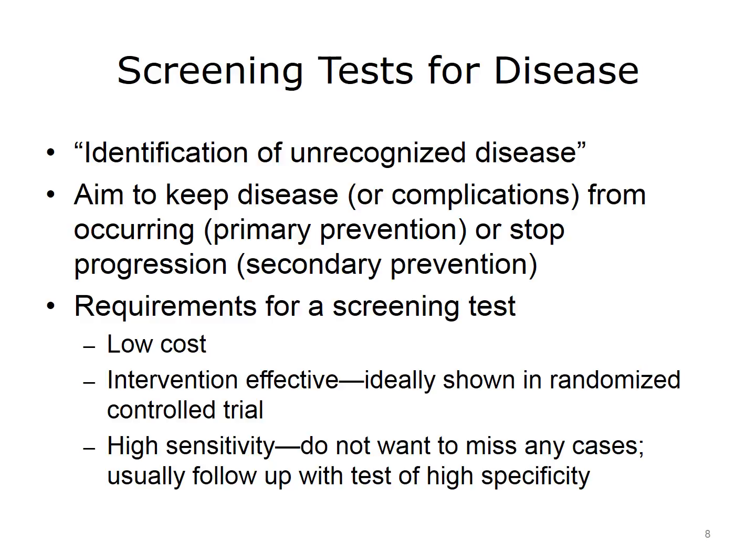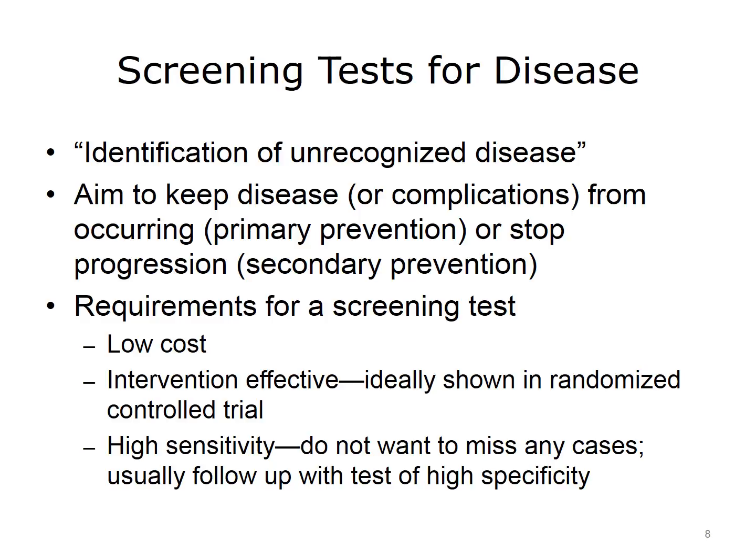We may aim to keep the disease or its complications from occurring, sometimes called primary prevention. Or we may want to prevent complications from developing when the disease is already present, sometimes called secondary prevention. What are the attributes of a good screening test? It should have a low cost because we typically apply screening to large numbers of people. A good screening test has to lead to an effective intervention, ideally documented by a randomized controlled trial of the screening intervention.